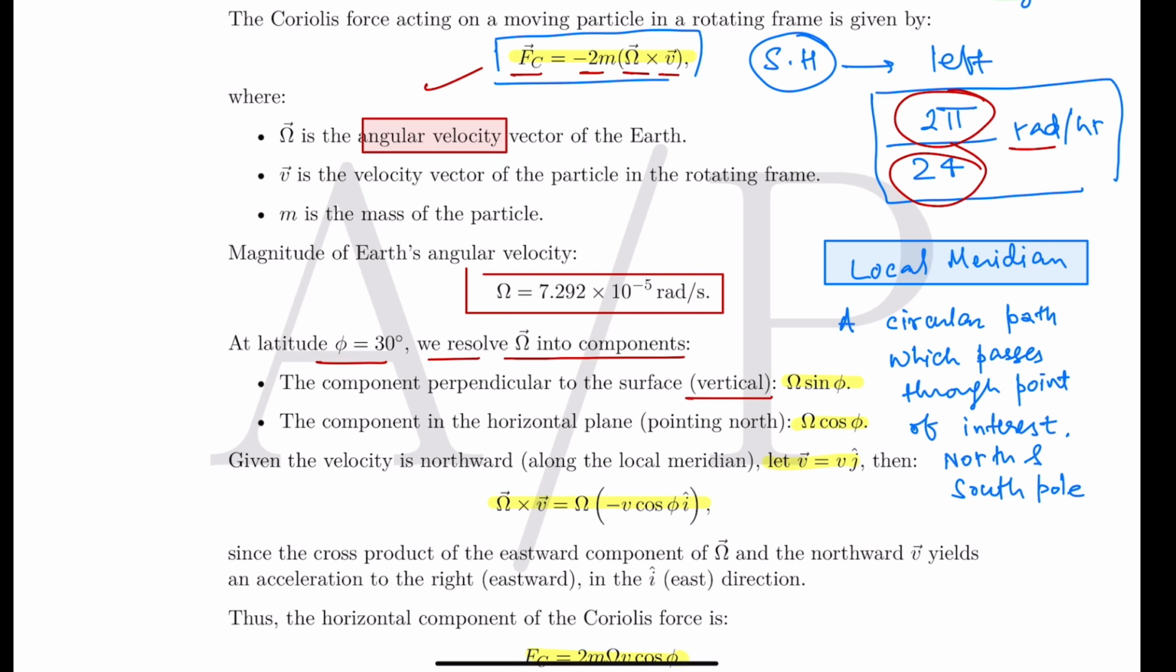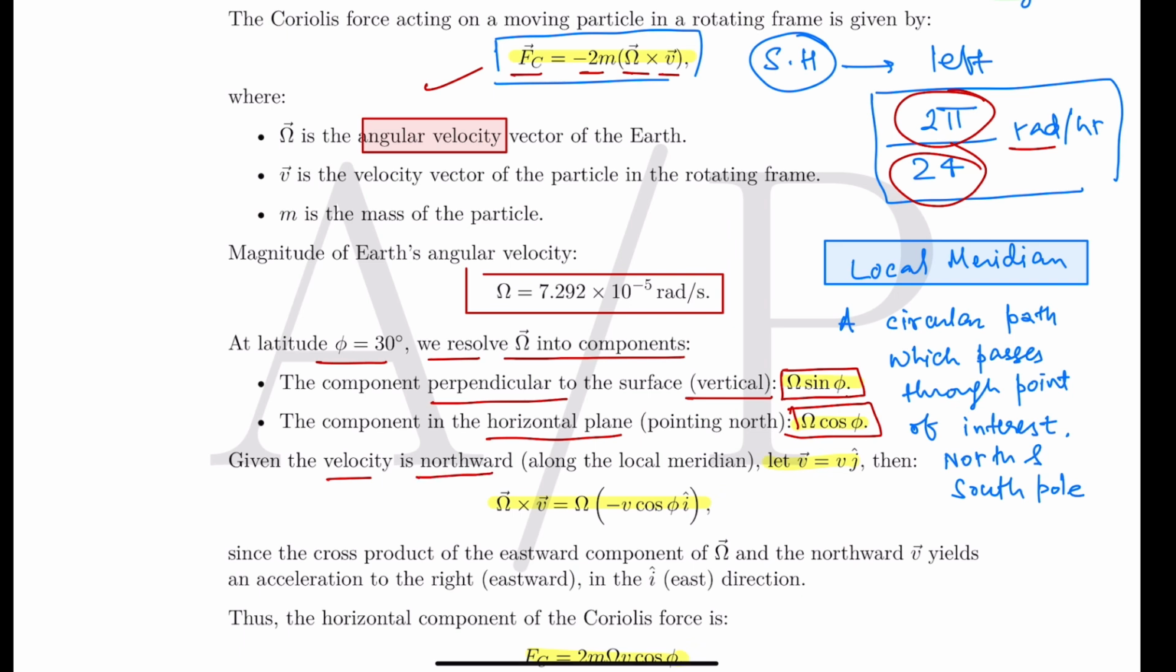So at latitude 30 degree we are going to resolve this omega into its two components, the vertical component and the component on the horizontal plane. The vertical component points radially outwards from the earth. So the component perpendicular to the surface is omega sin psi, and the horizontal component is omega cos psi.